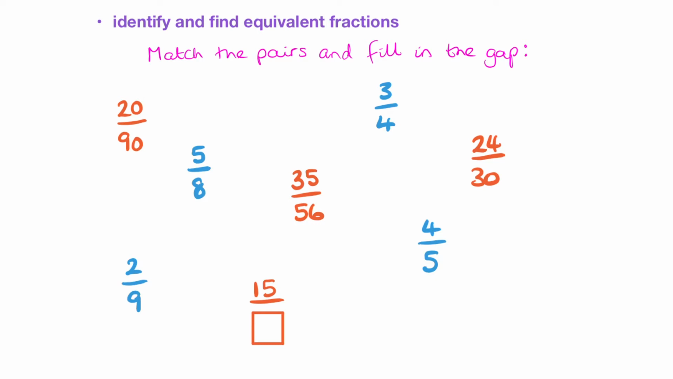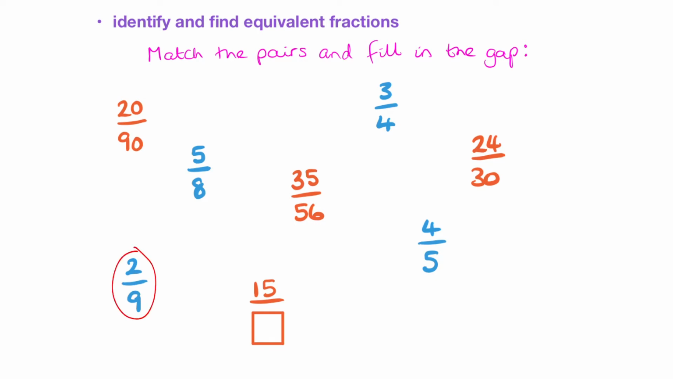Now remember, an equivalent fraction is one where the top and bottom have been either multiplied by the same amount or divided by the same amount, but the same thing has to have happened to the top and the bottom. Okay, so let's have a look. Let's just pick one. So let's look at 2/9.